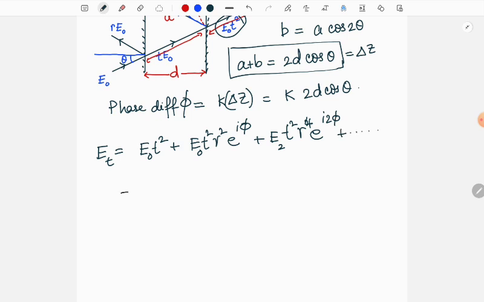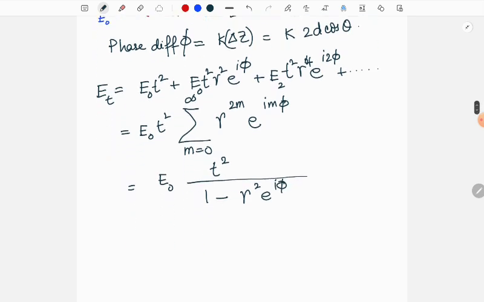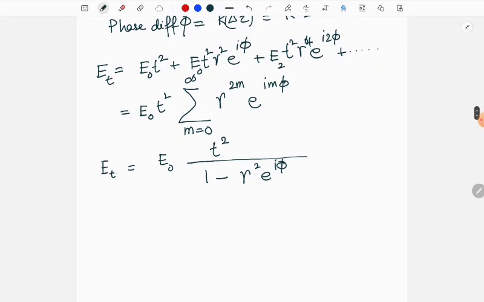It's a series, and this we can write as E0 t square sum over m equal to 0 to infinity, r to the power twice m, e to the power i m phi. This series further simplifies to E0 t square by 1 minus r square e^(i phi). And this is still the electric field, but what we normally measure is the intensity.